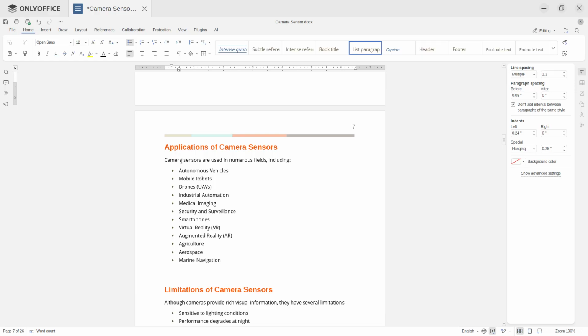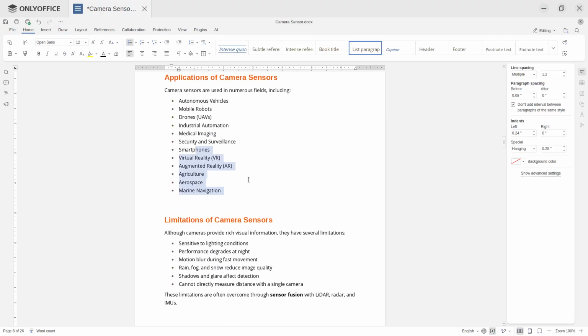Applications of camera sensors. Camera sensors are used in numerous fields including autonomous vehicles, mobile robots, drones, industrial automation, medical imaging, security and surveillance, smartphones, virtual reality, augmented reality, agriculture, aerospace, marine navigation.